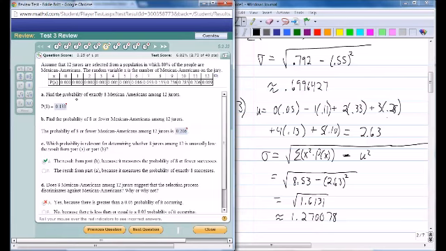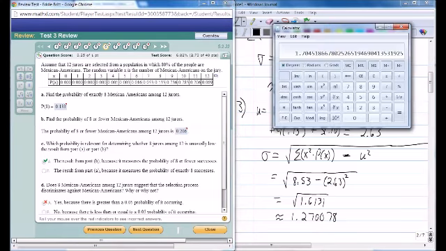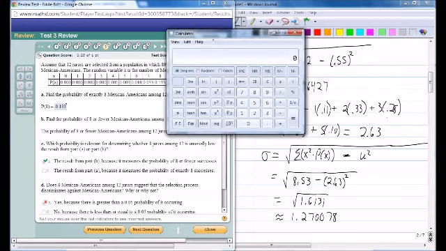This first problem says, find the probability of exactly 8 Mexican Americans among 12 jurors. We just go right here. Exactly 8. 0.133 right there. Now, find the probability of 8 or fewer Mexican Americans among 12 jurors. 8 or fewer means that we want to take the probability for 8 plus 7 plus 6 plus 5 plus 4, so on and so forth.